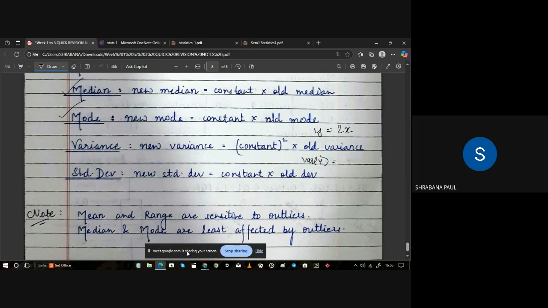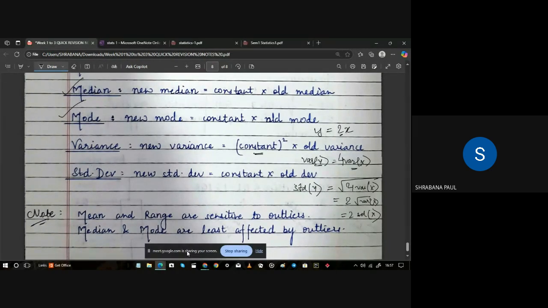वेरियंस ऑफ y इज रिप्रेजेंटेड एज कांस्टेंट स्क्वायर. इसमें कांस्टेंट क्या है, 2 इंटू एक्स में 2 कांस्टेंट है ना, सिंपल. तो 2 को स्क्वायर कर दो, होता है 4 इंटू वेरियंस ऑफ एक्स. तो वेरियंस ऑफ y इज डिपिक्टेड एज 4 इंटू वेरियंस ऑफ एक्स. सिमिलरली स्टैंडर्ड डेविएशन को कैसे करते हैं, रूट ओवर वेरियंस ऑफ द आंसर, दैट इज रूट ओवर वेरियंस ऑफ 4 into variance of x, it comes as 2 into root over variance of x. What is root over variance of x? It's standard deviation of x.